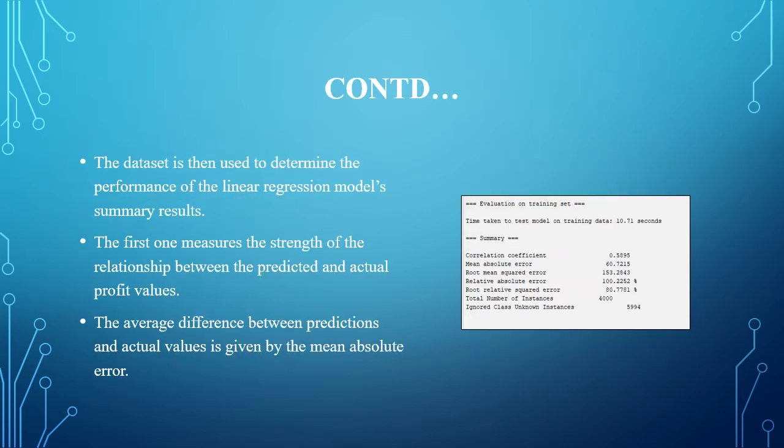The dataset is then used to determine the performance of the linear regression model, with a summary of results. The first measure is the relation between the predicted and actual profit values. The average difference between predicted and actual values is given by the mean absolute error. In this figure, evaluation of the training set summary, and the model testing time is 10.71 seconds.